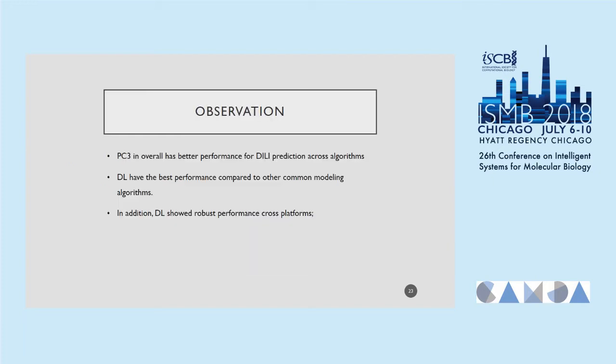So the observations from this challenge are that the PC3 cell line overall has a better performance in DILI predictions, not just with our algorithm, but also with some others, like random forest and support vector machine. We also demonstrated that our model has the best performance compared to those common modeling algorithms. In addition, our model can also do some cross-platform predictions. So this is only my observation. I'm looking forward to the other groups.